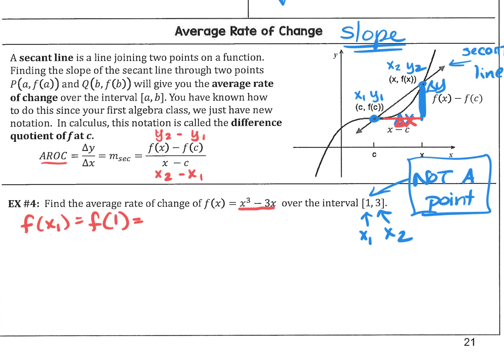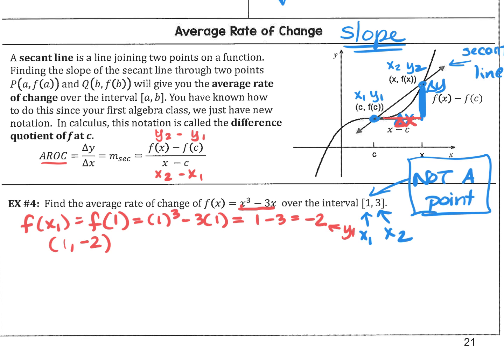Well, we're given a function to plug it into. So if I find f of 1, I'm just doing substitution, aren't I? We get 1 cubed, because I'm plugging in here, minus 3 times 1. So what is that going to be? What's 1 cubed? So this becomes 1 minus 3, which is what? Negative 2. So this is y sub 1. In other words, I want you to write this as a coordinate point. This is the point (1, -2), okay?